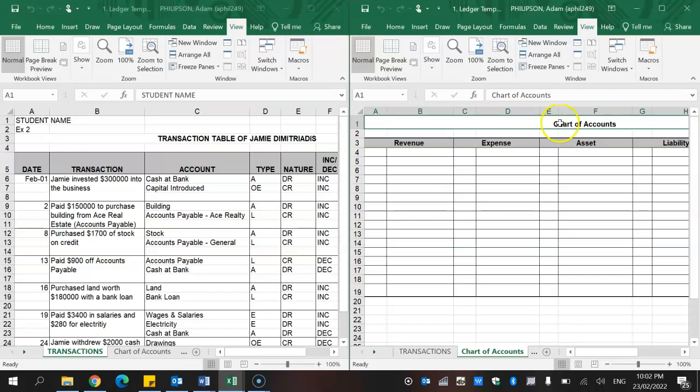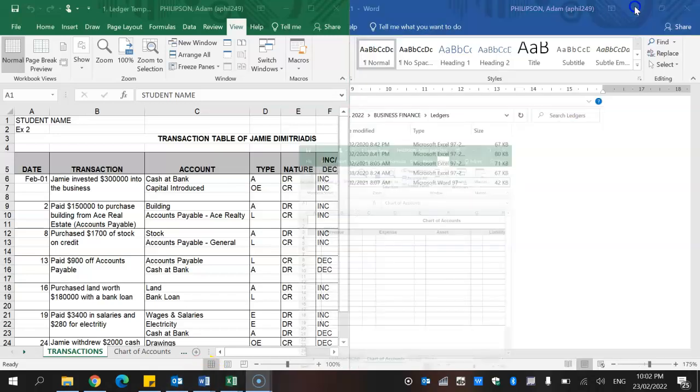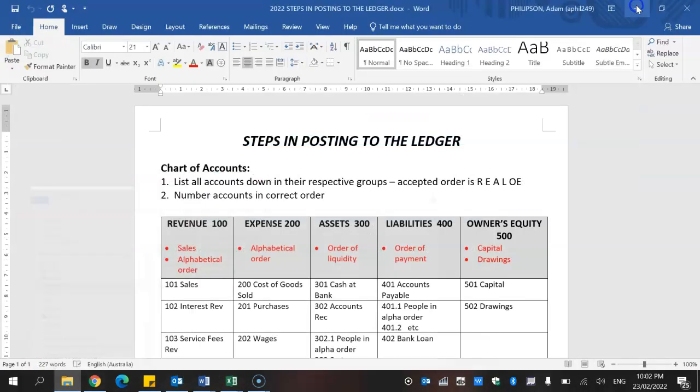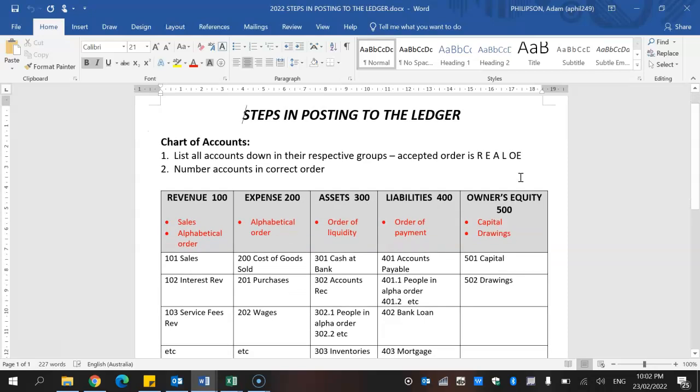Okay, so in order to go and create our chart of accounts, Miss is going to have handed you a Microsoft Word handout called Steps in Posting to the Ledger. And we're going to follow this, and you'll have this handout with you as you go through and practice these exercises, just to keep you on the straight and narrow and get you out of trouble if you're not sure about how to go about the process. Okay, so we're going to follow this.